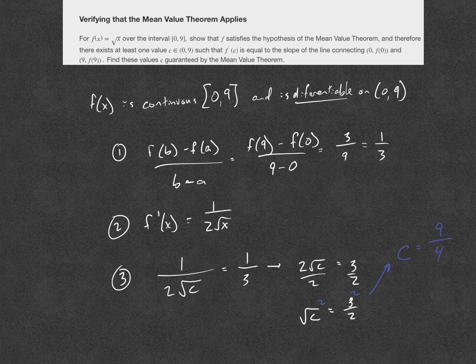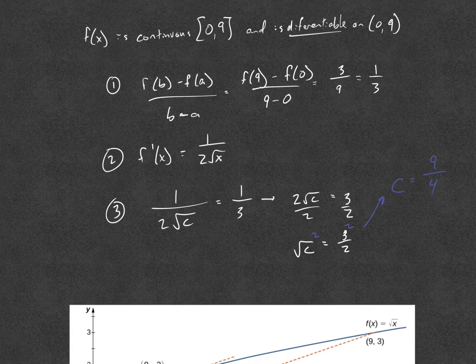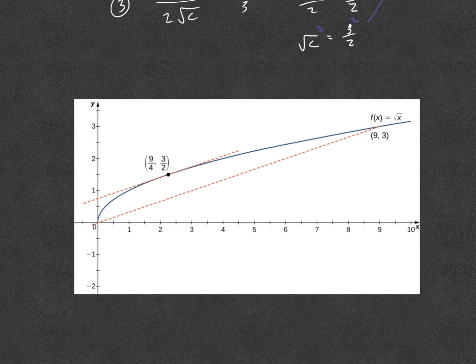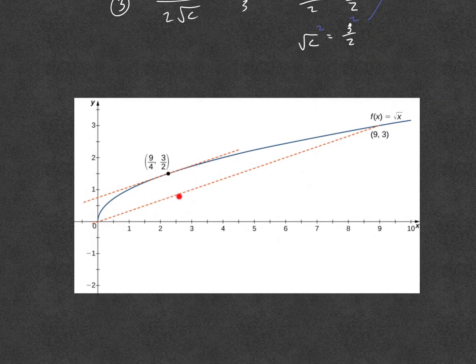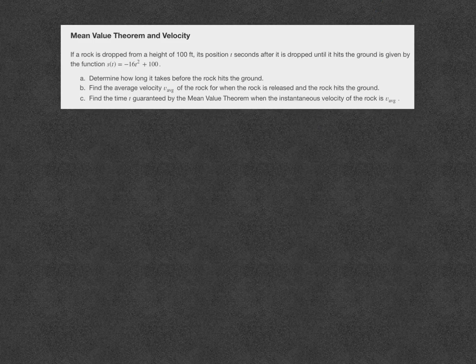9/4 is in there. And if I scroll down, we can see visually what we just found. This dotted line at the bottom here is the slope of the secant line connecting the endpoints. Here's the tangent line at 9/4, and the calculus that we just did above is saying that those two slopes are the exact same.